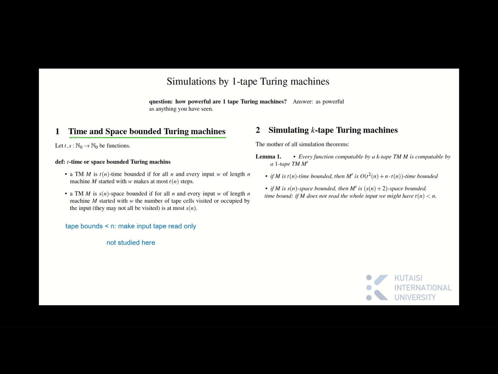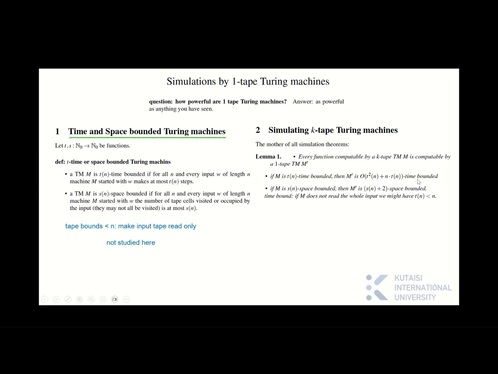This is called the mother of all simulation theorems: every function computable by a k-tape Turing machine M is also computed by just one-tape Turing machine M prime. And here are the trade-offs. If your M, this k-tape Turing machine, was T(n) time-bounded, meaning it was making at most T(n) many steps, where T(n) is just a function, let's say n log n, then your one-tape machine will square it. Meaning that if your M was T(n) time-bounded, then your M prime will be big O of T squared(n) plus n times T(n), which is O(T squared(n)), by the way.